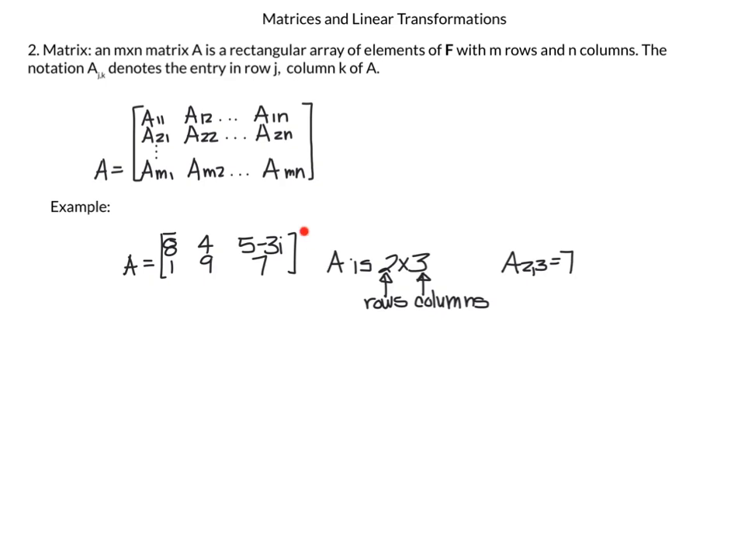Our example is this matrix here. It's a 2 by 3. That is, it has 2 rows, 3 columns. And I just keep saying to myself, row then column. It's always row then column. So 2 by 3, 2 rows, 3 columns. The entry A23, again, row, column. That's the second row, so we're in this row here. Third column, so that's this element here, 7.